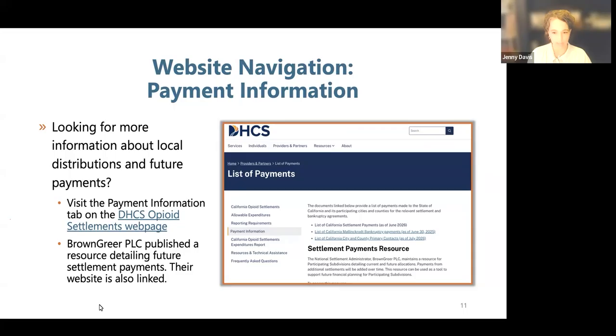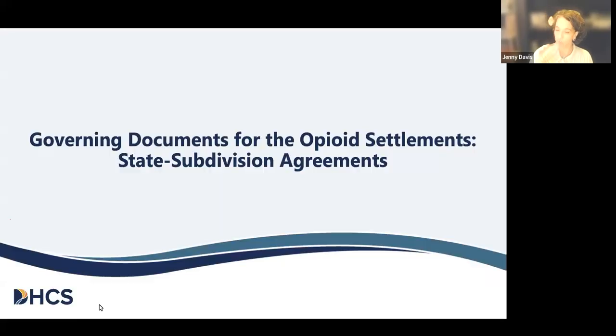So it is handy to keep this web page bookmarked, because we do keep this payment list pretty frequently updated as much as we can. And again, those are actual payments. Brown Greer also maintains on their own web page projected payments, so you can see how much is projected to come to California over the lifespan of these settlements. Next slide.